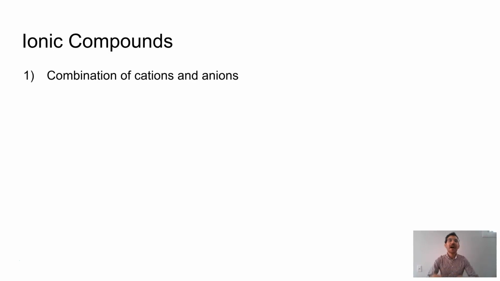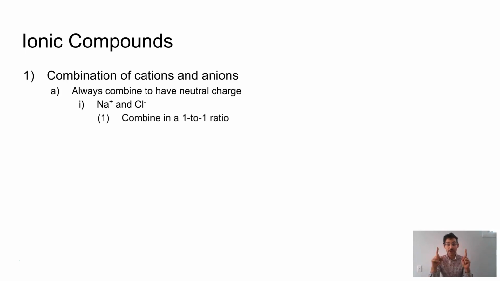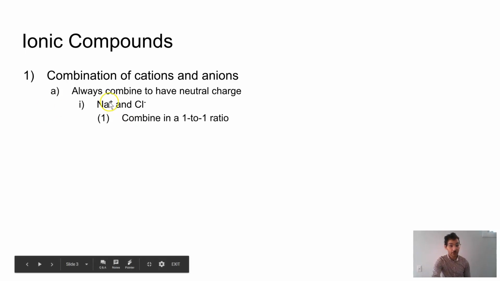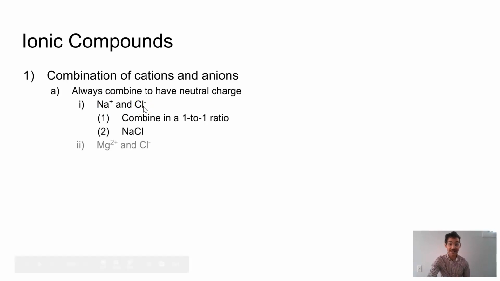So let's get going. Ionic compounds, as we know, are a combination of cations and anions. They are always going to combine together so that overall they have a neutral charge. This is one of the most important things to remember about ionic compounds. So if I have sodium and chlorine, I'm going to put them together in a 1-to-1 ratio because the plus of the sodium cancels out the minus of the chlorine. It's going to be NaCl.